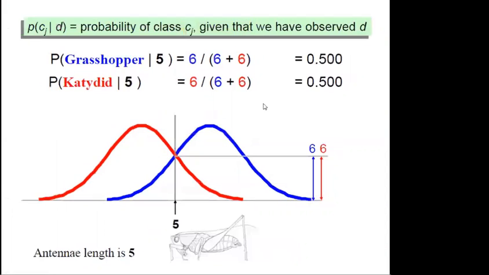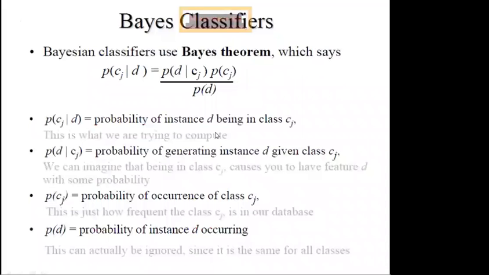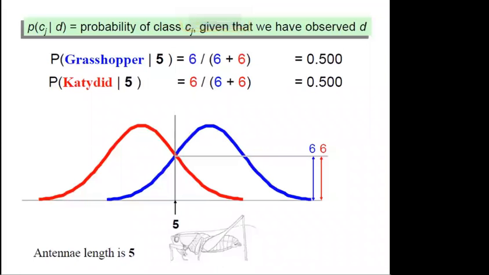Similarly, if you get one more antenna length, 5, you can see it intersects both curves at the same point, 6 and 6. So 6 divided by 6 plus 6, and 6 divided by 6 plus 6, the probability is the same. Now you cannot say exactly which family it belongs to, because the probability is the same. This is just a general visualization of this classification without any proper logic.